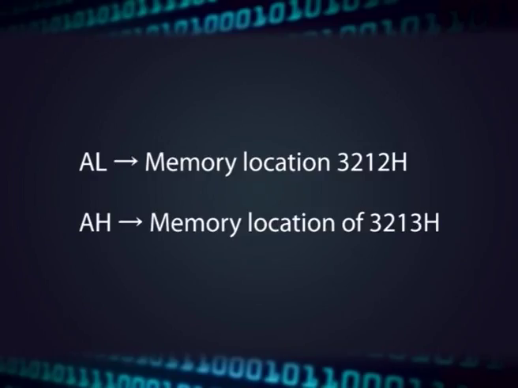The contents of AL are then stored in memory location 3212H. The contents of AH, which is the higher 8 bits of the register AX, are then stored in the next memory location, 3213 hex. Thus, the effect of the instruction can be explained as: AL is transferred to memory location 3212, and AH is transferred to memory location 3213, which is the next memory location after 3212.